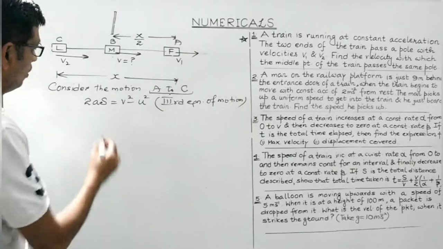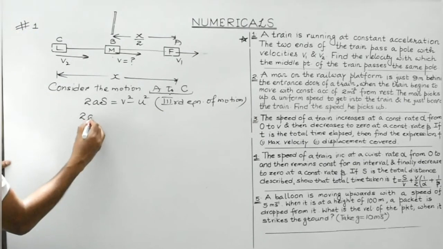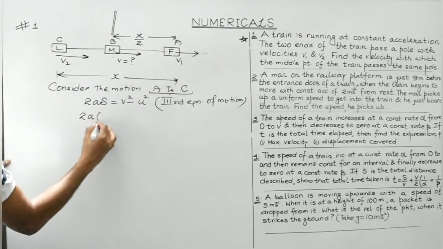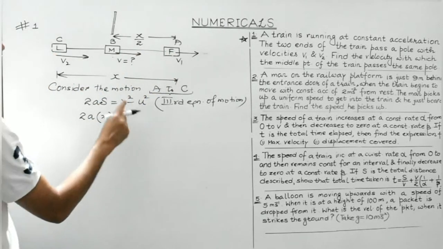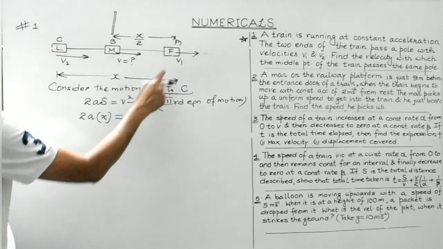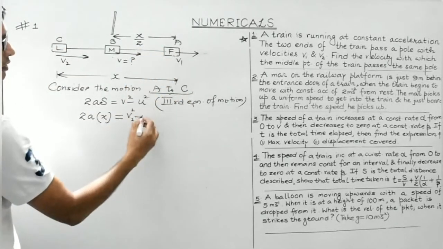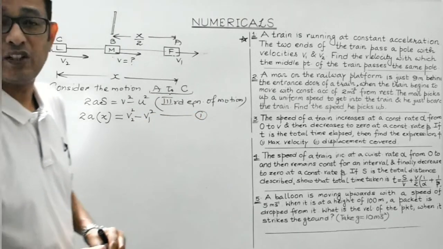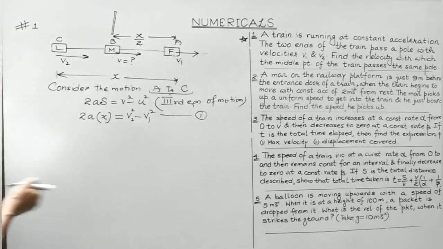So 2a into displacement covered from A to C, which is x, is equal to the final velocity square, that is v2 square, minus the initial velocity square, at point A, that is v1 square. So put this as equation number 1. Right students?